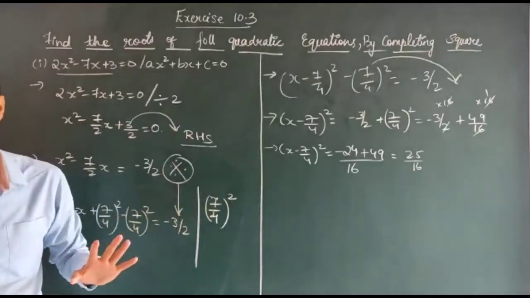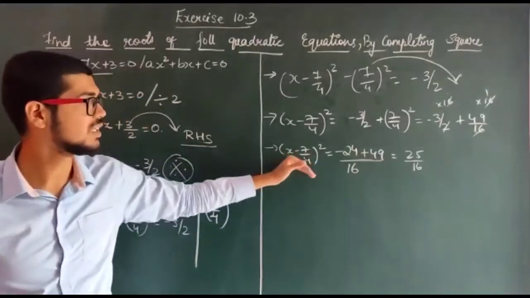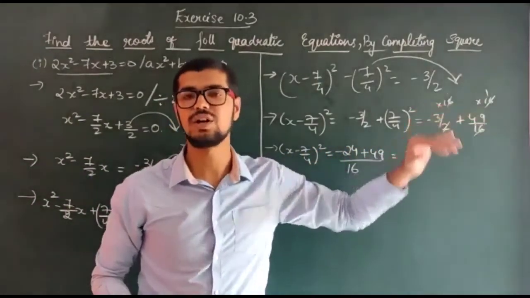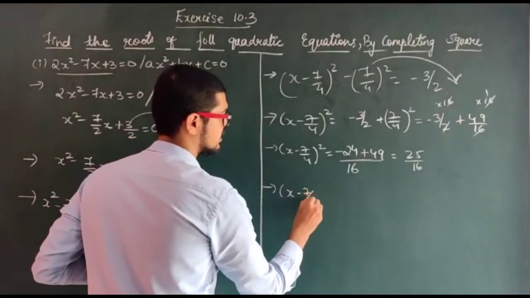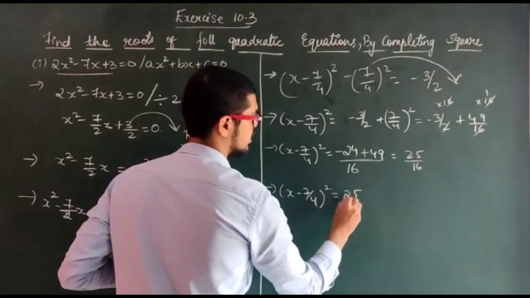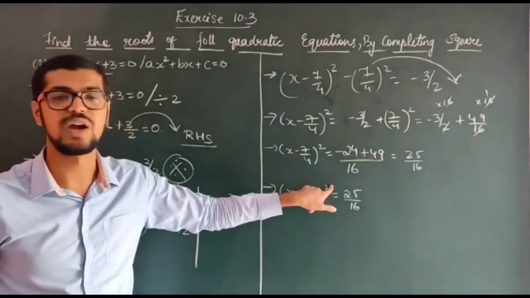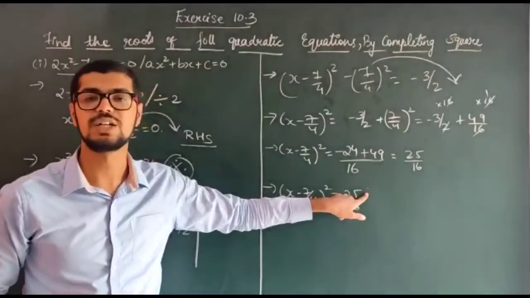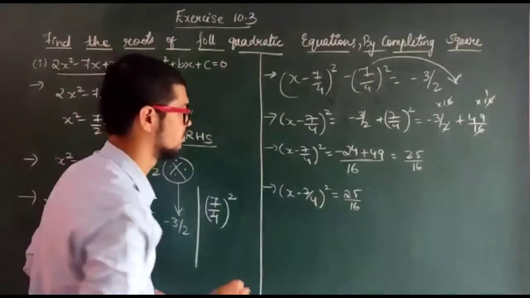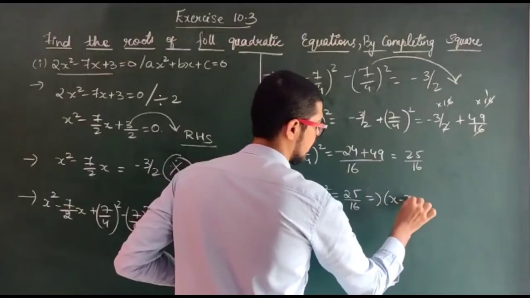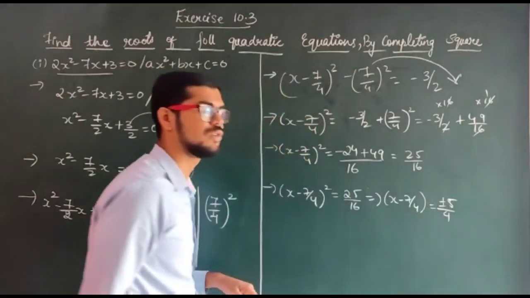Now my last step, I am very near to the solution. What is my last step? Last step is taking the square root on both the sides in order to get the values of x. So I write it down here. x minus 7 by 4 whole square is equal to 25 by 16. If I take the square root on both the sides, this square and square root will get cancelled. This 25 will convert into plus or minus 5, and this 16 will be converted into plus or minus 4. So this will be reduced to x minus 7 by 4 is equal to plus or minus 5 by 4.